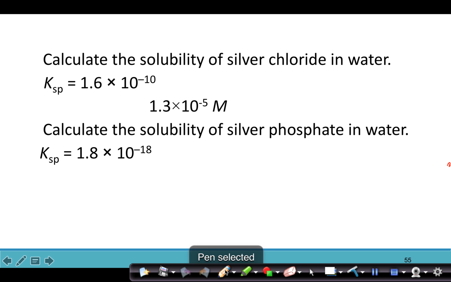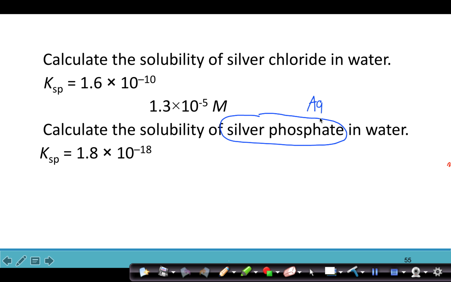If we want to calculate the solubility of silver phosphate in water, which has a Ksp of 1.8 times 10 to the minus 18, now we're going to need to find the formula for silver phosphate. Remember that silver is a +1, but that phosphate is a -3. So when we crisscross and drop the signs, this becomes Ag3PO4.